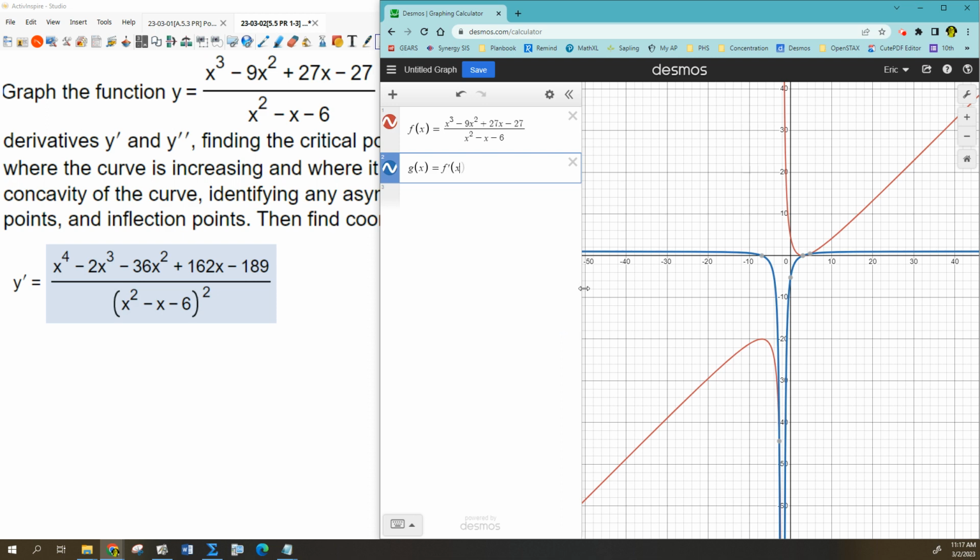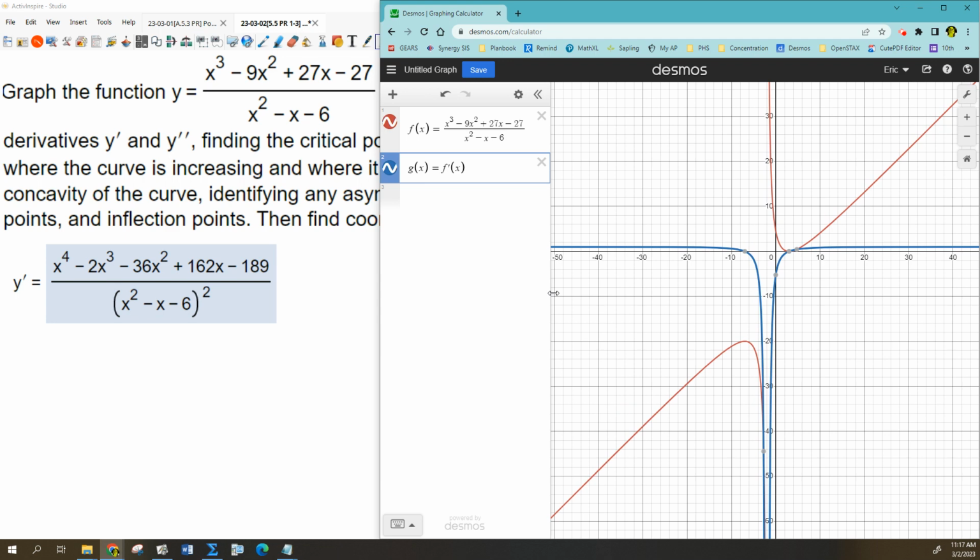Okay. How could I use those graphs to see if what I got for the derivative is correct? I mean, I could do it a couple ways. Like I could literally, there is the graph of the derivative. If I graph what I got for the derivative, it better match that function or I got the derivative wrong. See what I'm saying? Okay.